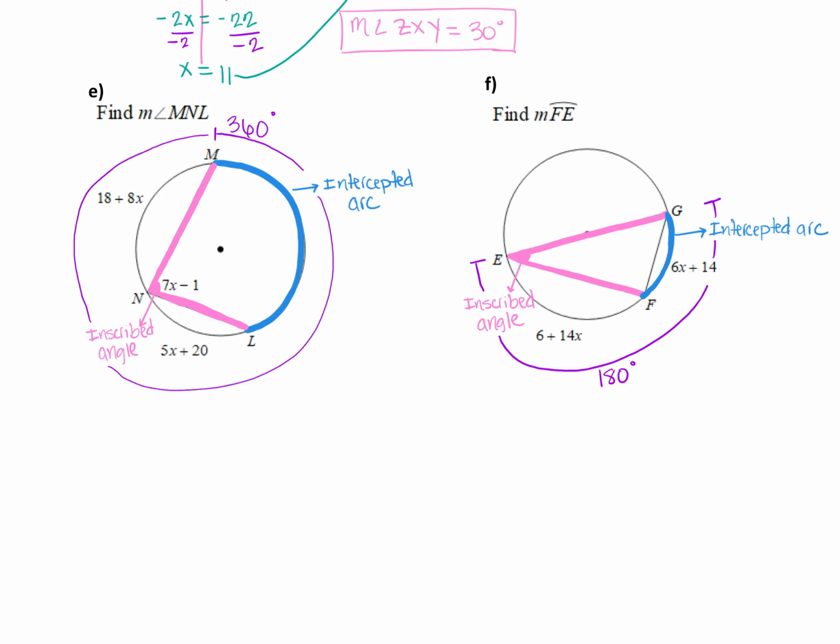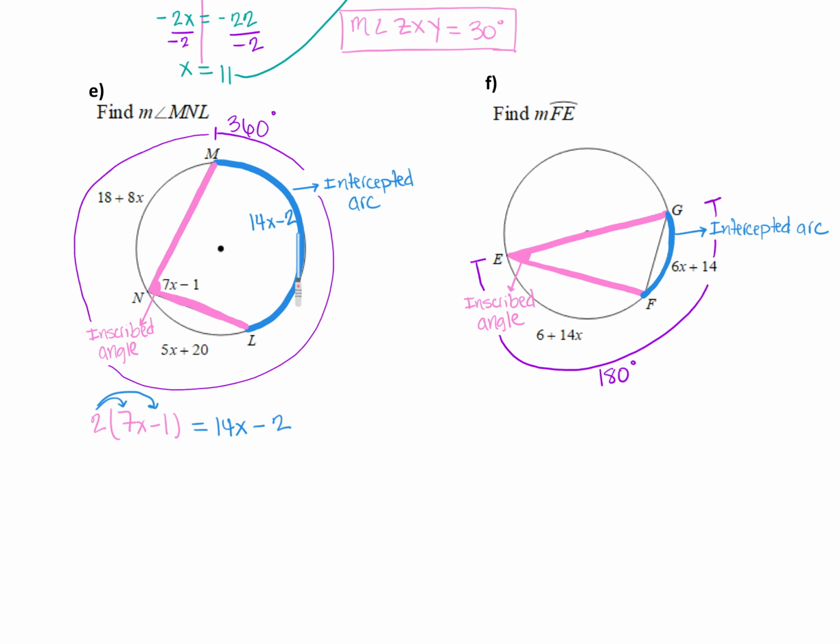Let's look at this example here. So this is our inscribed angle. This is our intercepted arc. So if we take our inscribed angle and multiply it by 2, then it's going to equal our intercepted arc. There's no information given for our intercepted arc, so let's just multiply this through. 2 times 7x is 14x. 2 times -1 is -2. And so our intercepted arc is 14x minus 2.